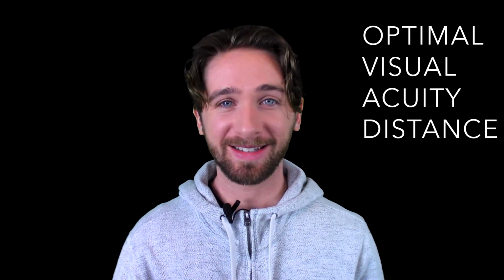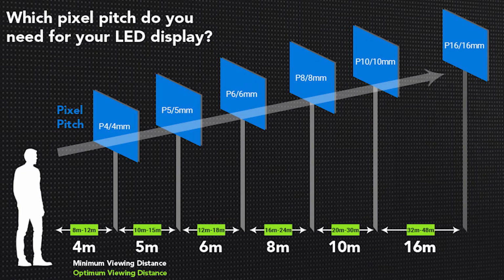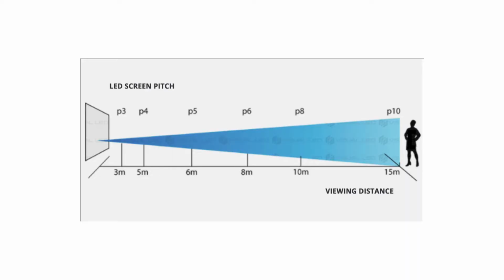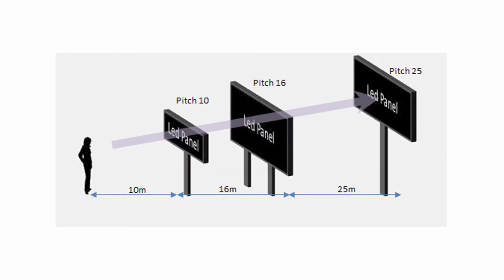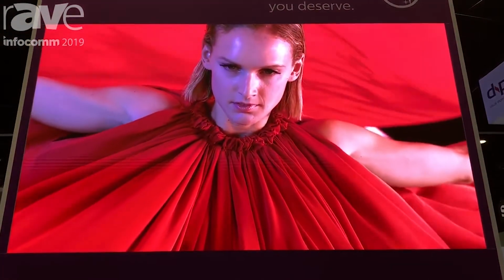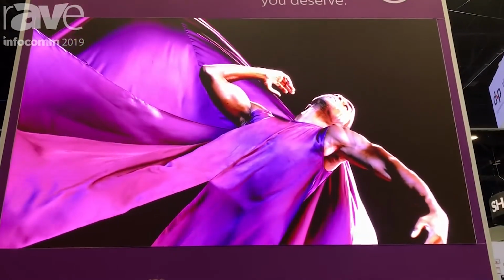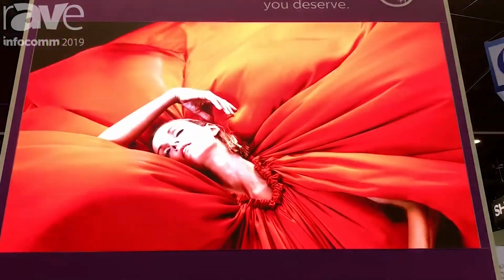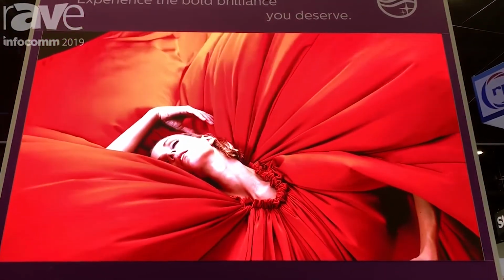Pixel pitch is extremely important in direct view LED because it determines your optimal visual acuity distance. This is also called Retina Distance. It's a calculation to know the distance a person with 20/20 vision must stand away from the display to see a full HD image with no pixelation. Now, keep in mind, this doesn't mean that your display won't be readable at a closer distance, but the closer you get to the display, the more pixelation is going to occur and the less resolution.